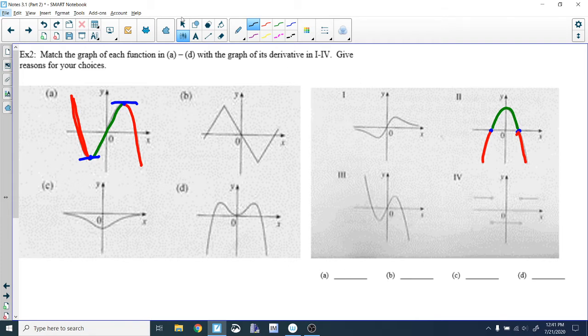We're going to go down here to A and say that it matches with Roman numeral 2. Okay. All right, let's keep going.